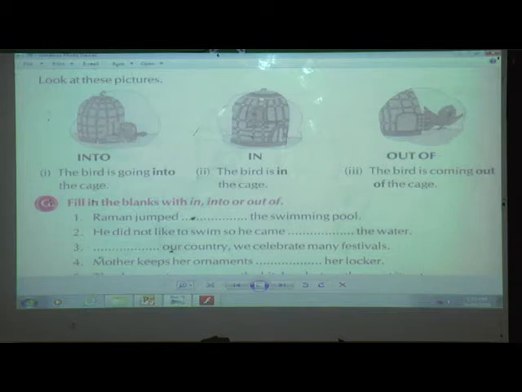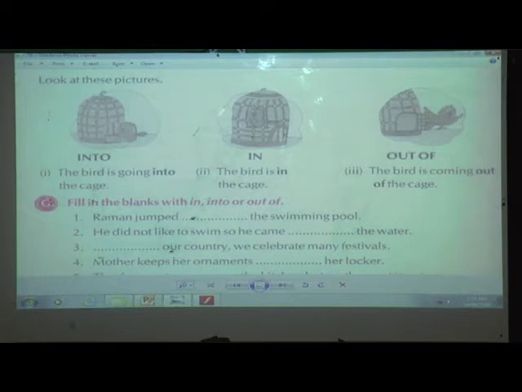And if you see this image, what can you see? The bird is already in the cage. And here, someone has opened the door of that cage and now the bird is coming out of the cage. So here, what are the prepositions used? Into, in, and out of. Can you see the difference?